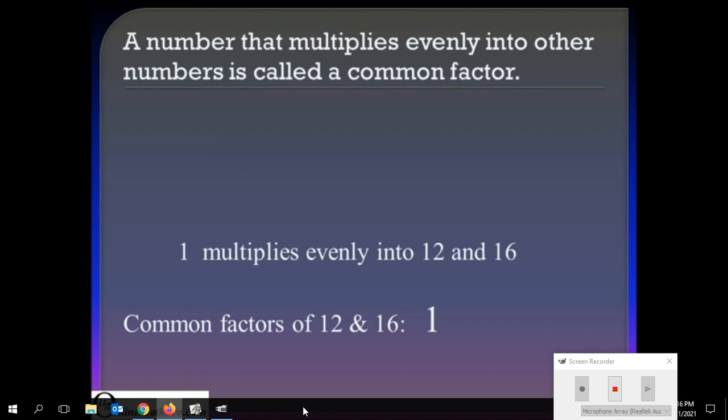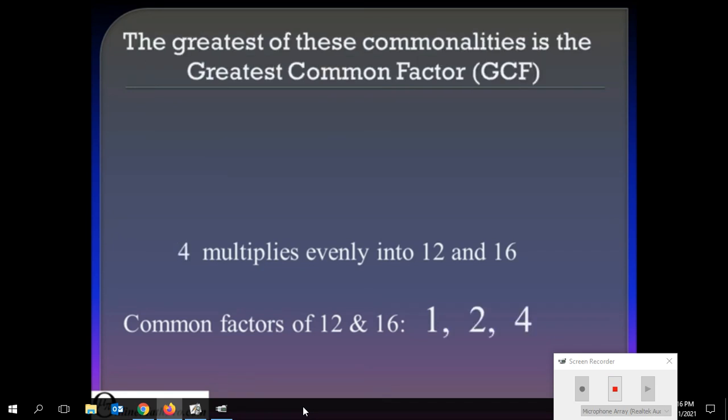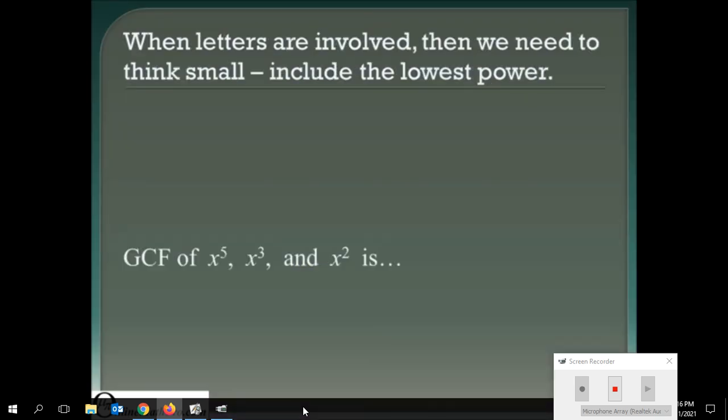Multiply evenly into other numbers is called a common factor. The greatest of these commonalities is the greatest common factor. Yet when letters are involved, we need to think small, include the lowest power.